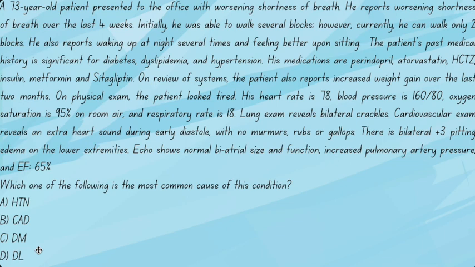Okay, a 73-year-old patient presented to the office with worsening shortness of breath. Again, shortness of breath, I think about heart, kidneys, lungs, blood. He reports worsening shortness of breath over the last 4 weeks. It's chronic, not acute. Initially, he was able to walk several blocks. However, he can only walk 2 blocks. So it's exertional shortness of breath.